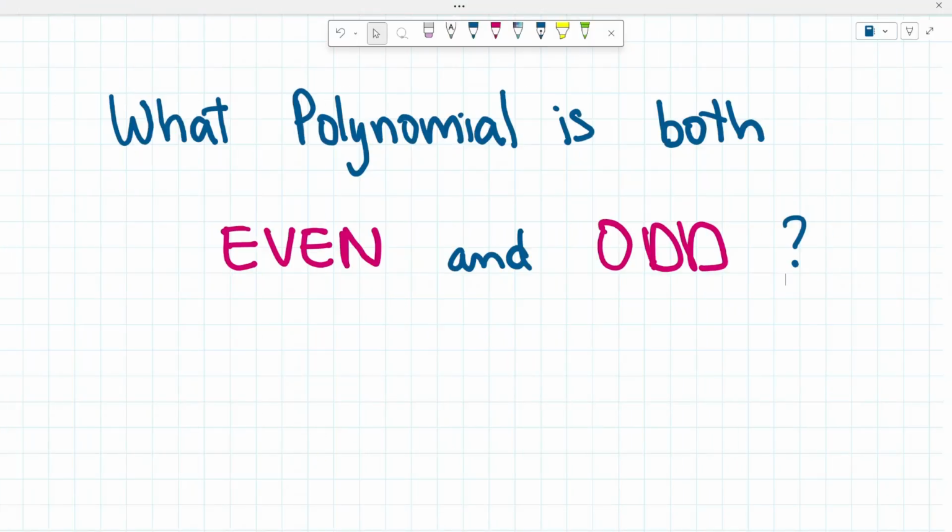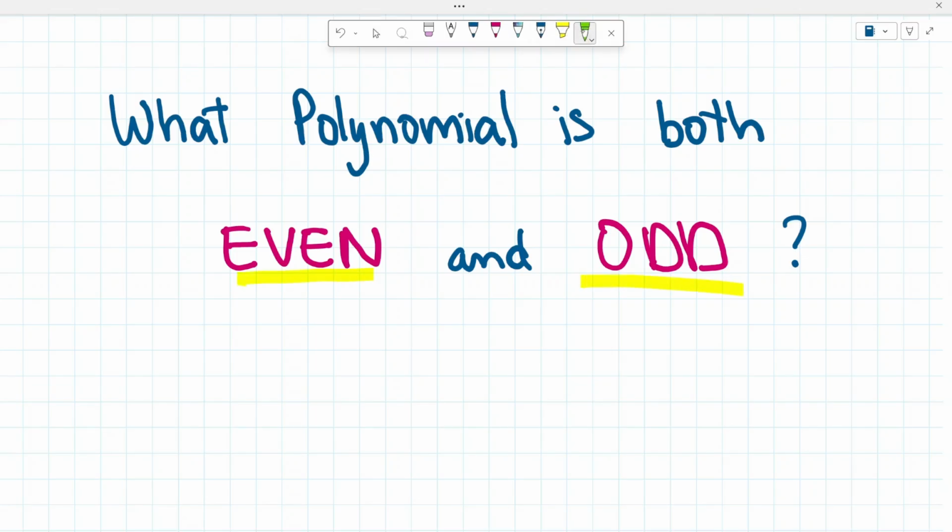Okay, so I've had lots of videos out about understanding what even and odd functions are, as well as understanding what even degree polynomials versus odd degree polynomials are. So today we want to determine what polynomial function is both an even function and an odd function.